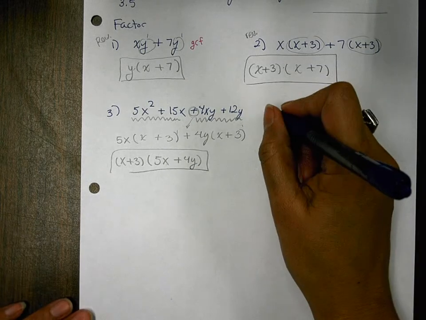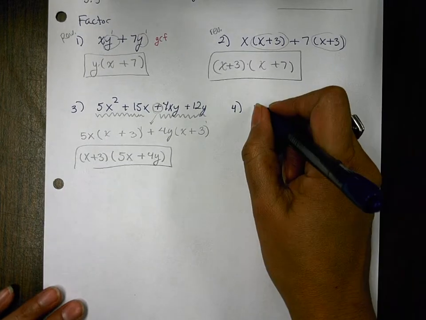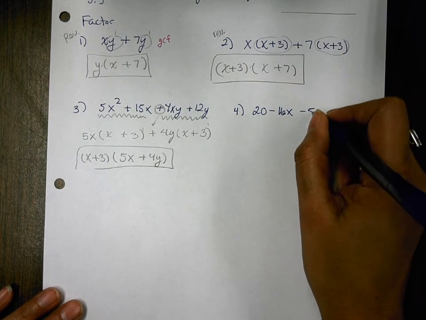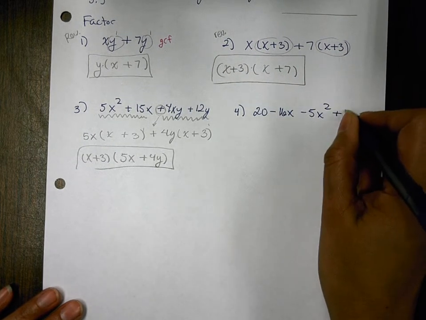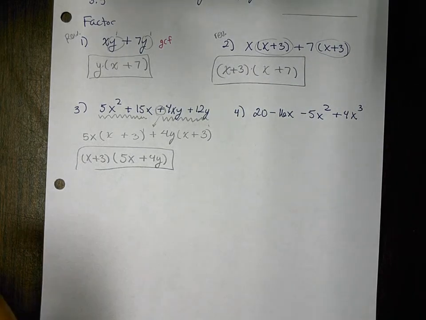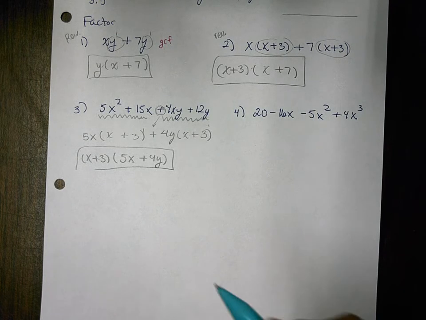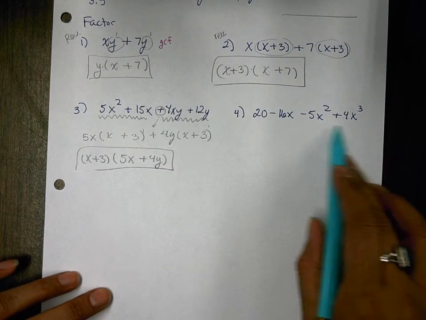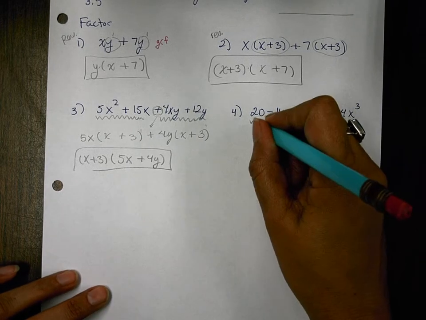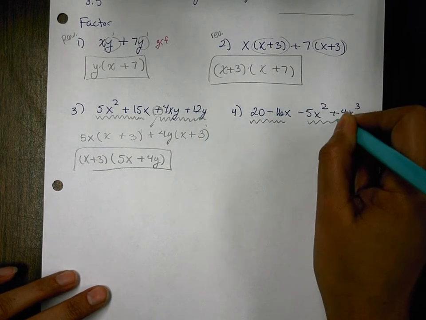All right, number 4. 20 minus 16x minus 5x squared plus 4x cubed. Okay, 4 terms, which means factor by grouping. First thing you want to do, though, is always look for a GCF. There's no GCF here. 4 doesn't go to everything. They do not all have an x, so we're going to do factor by grouping.